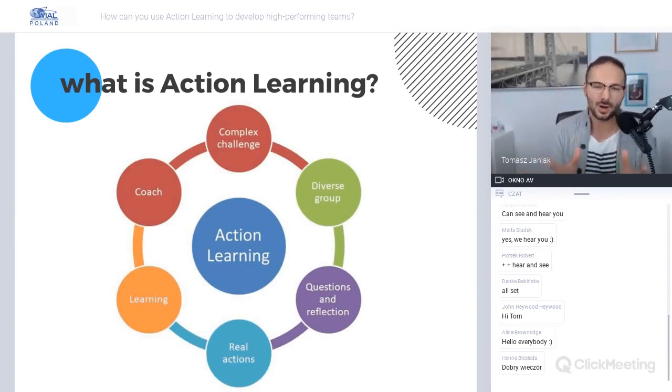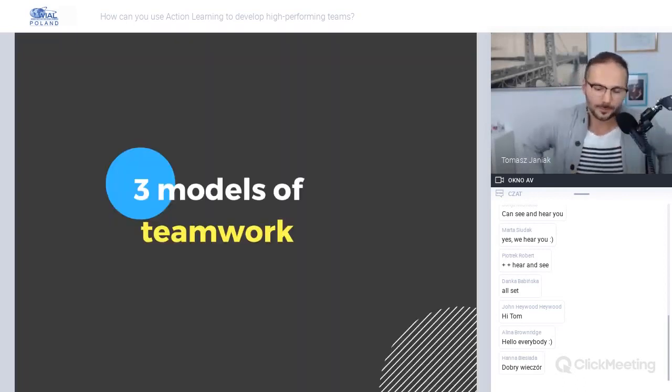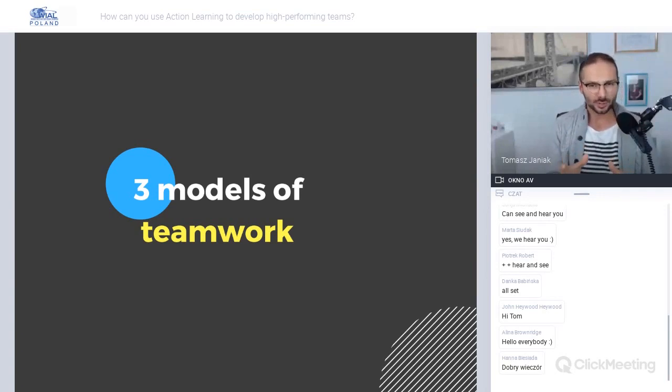So in a nutshell, you could say it's a process for designing solutions to important problems, and at the same time, it's a process that allows people to become better and better at what they do as leaders, managers, or team members. Now, what is important for me is that action learning is very compatible with some research and very practical observations as far as teamwork is concerned. So now I will give you 3 models that I personally always keep in mind when I work with my teams. And I try to search for these characteristics to make sure they are working as effectively as possible.